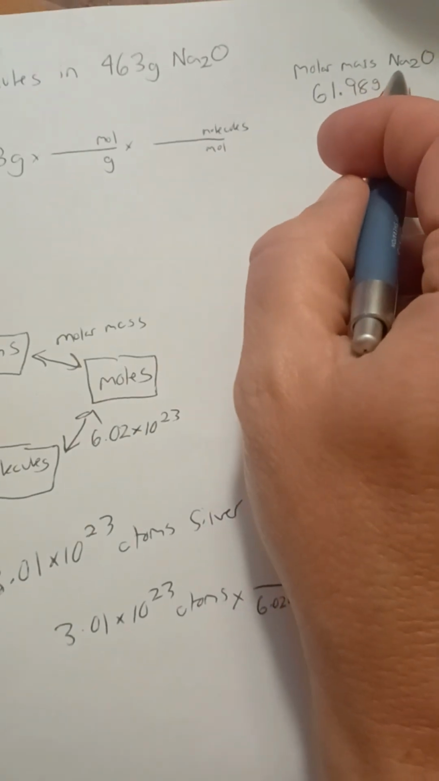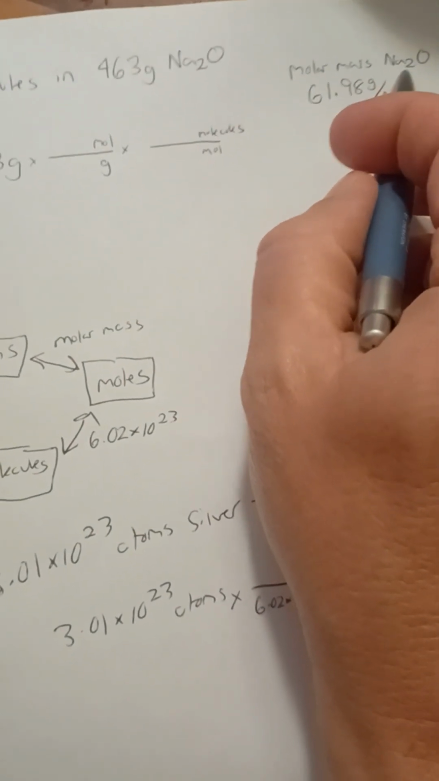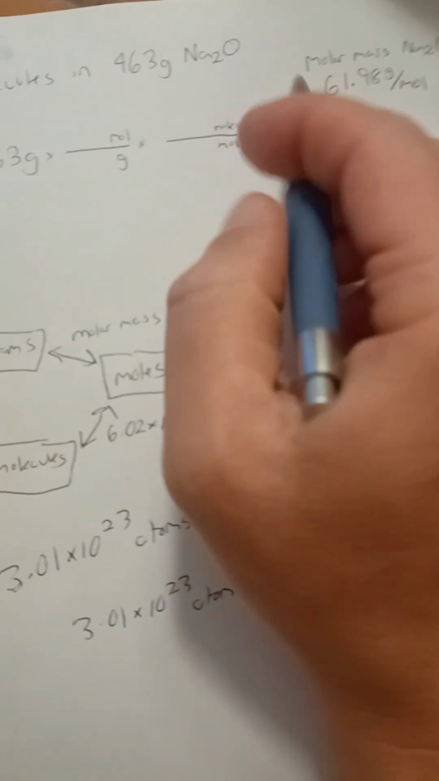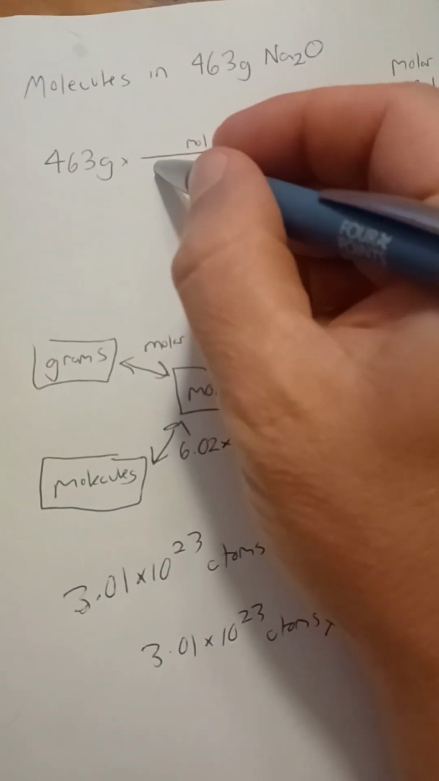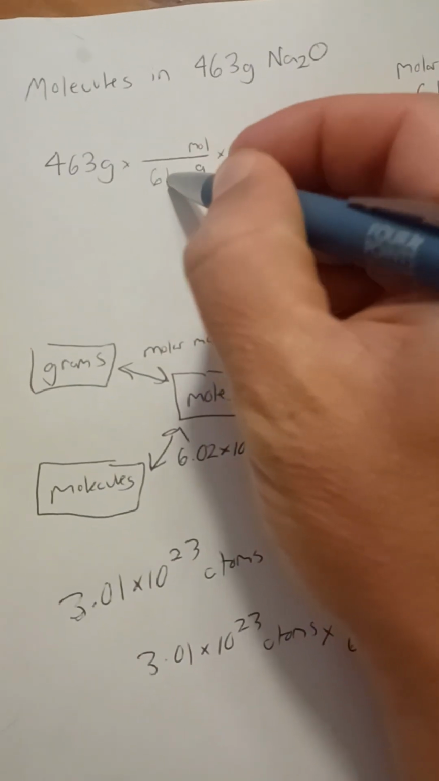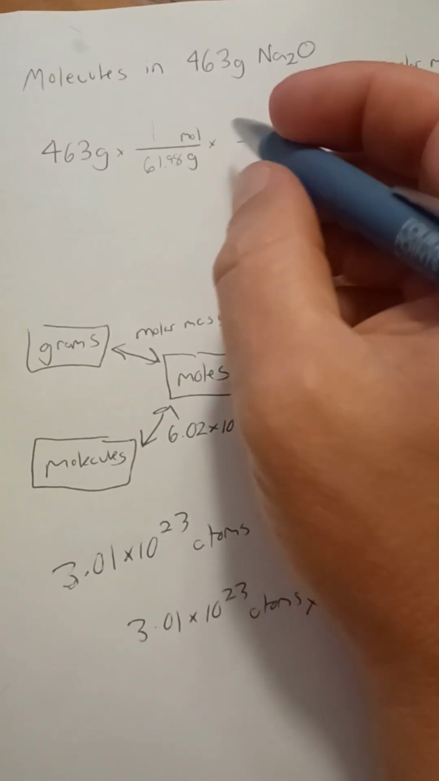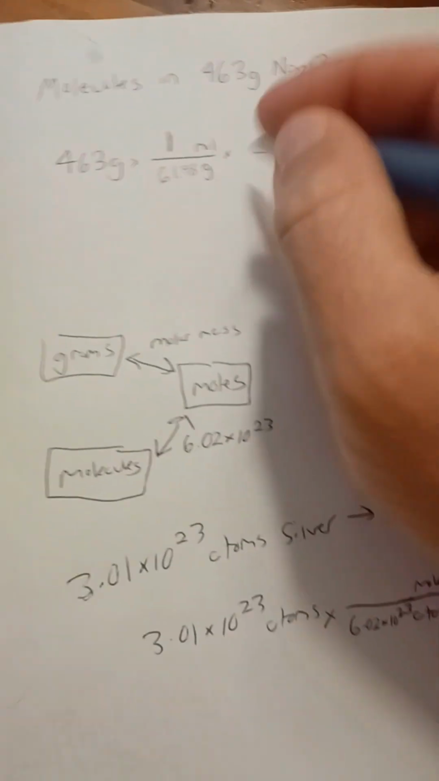So I looked up Na and I looked up O. You add those together, or 2 Nas and then 1 O, that gives you 61.98 grams in 1 mole. So we're going to put 61.98 here and 1 mole on top. Okay? And pen is not working, 1 mole.